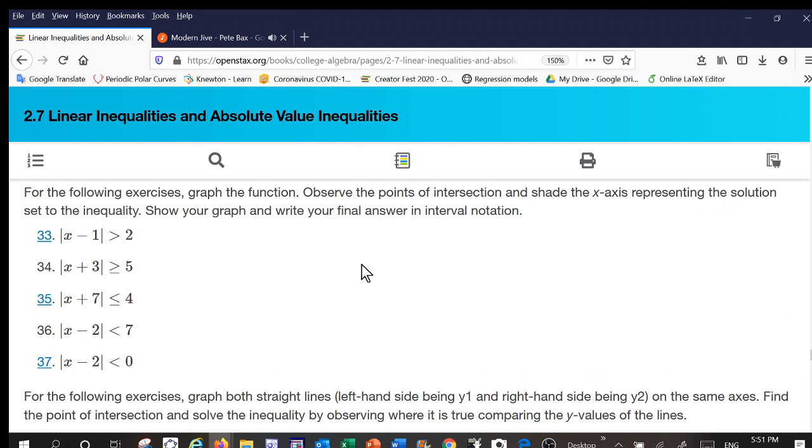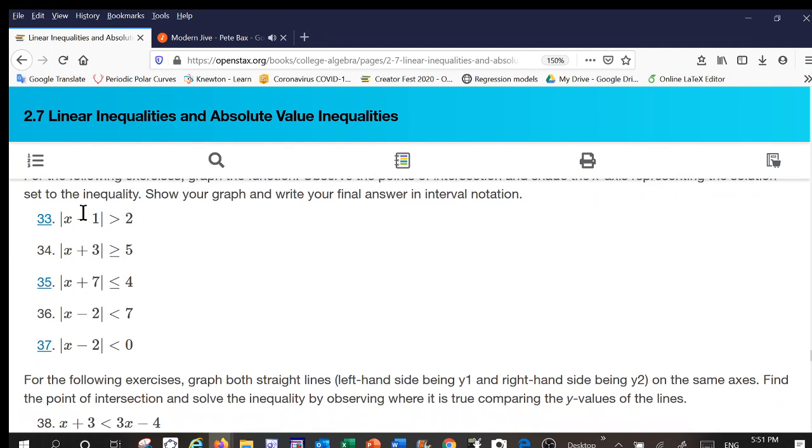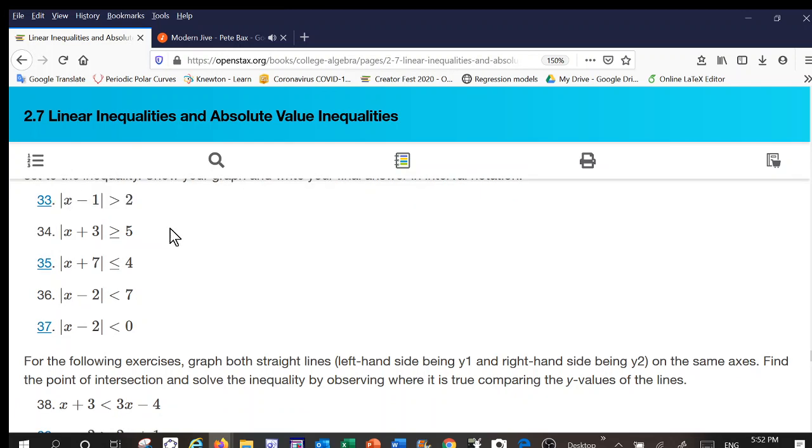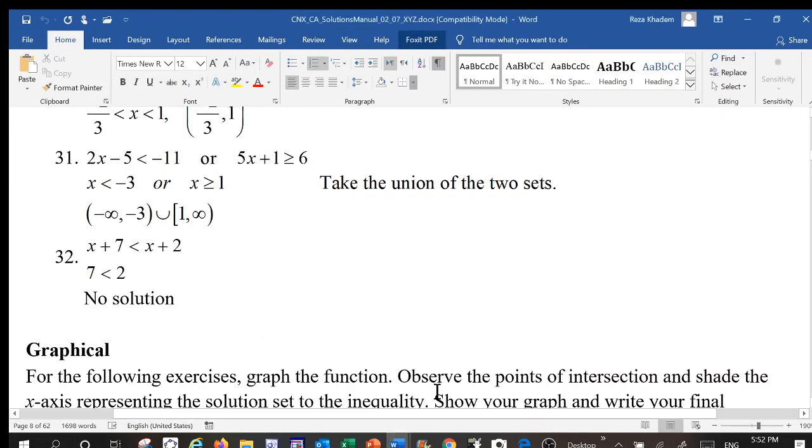Okay, it says graphical. For the following exercises, graph the function. Observe the points of intersection and shade the x-axis representing the solution. Now here is when we think of this absolute value as a function and think of that as a function on the right, and then we graph them and see what they have in common. Now we can look at the graphs of them. We're going to talk about graphing more later, but I'm going to do a few of these problems for you.